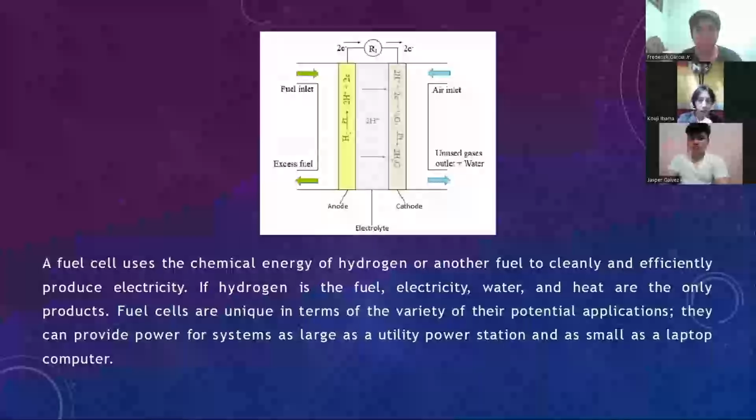So a fuel cell uses the chemical energy of hydrogen or another fuel to cleanly and efficiently produce electricity. So if hydrogen is the fuel, electricity, water, and heat are the only products. Fuel cells are unique in terms of the variety of their potential applications. They can provide power for systems as large as a utility power station and as small as a laptop computer.